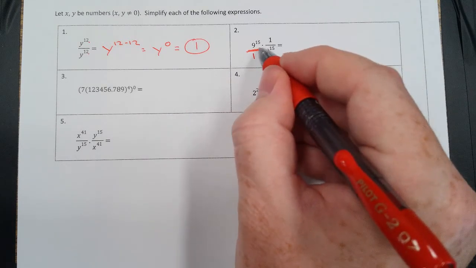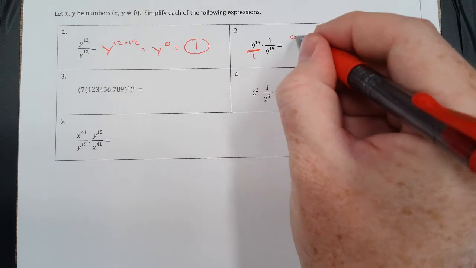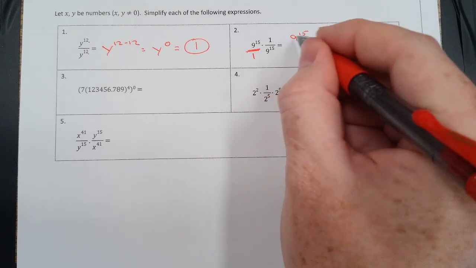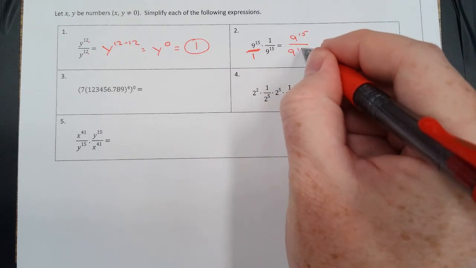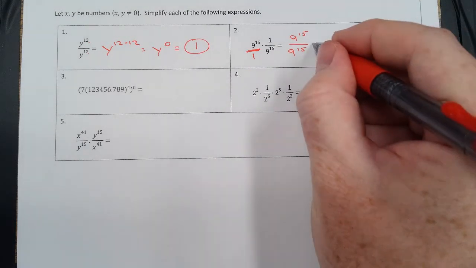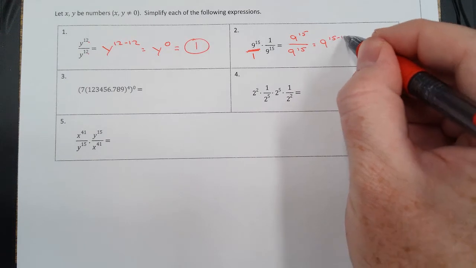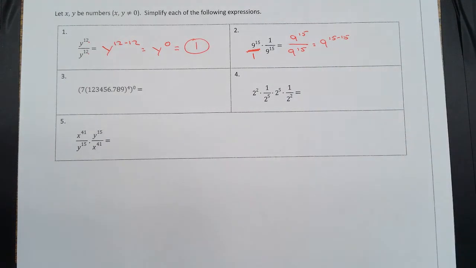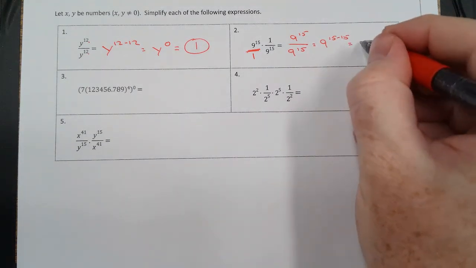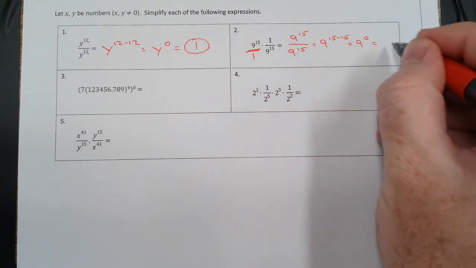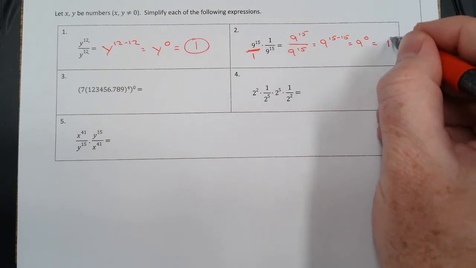Because now that we have 2 fractions, I know I can just multiply straight across. 9 to the 15th times 1, and 1 times 9 to the 15th. And just like example 1, I know I can subtract the exponents because it's dividing of the same base. 15 minus 15 is 0, which today I learned 9 to the 0 is just 1.